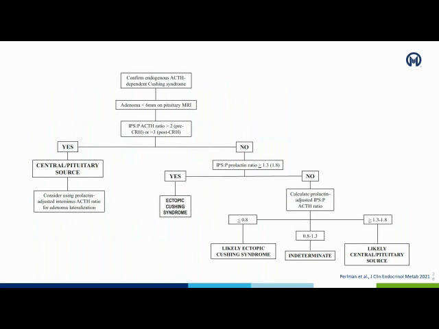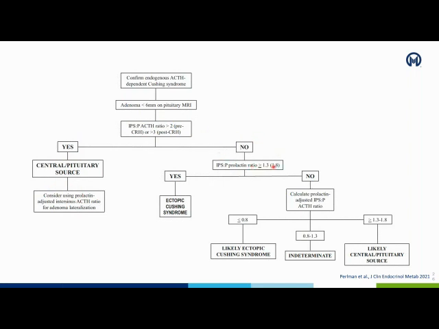This is a very nice workflow that was published in 2021 in a review of the role of the IPSS, and it's basically used to confirm endogenous ACTH-dependent Cushing syndrome when there is no evidence of tumor on the MRI or tumor less than 6 millimeters. We look for those IPS to periphery ACTH ratios.